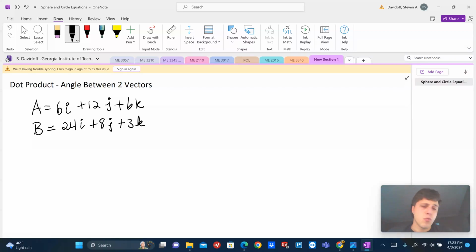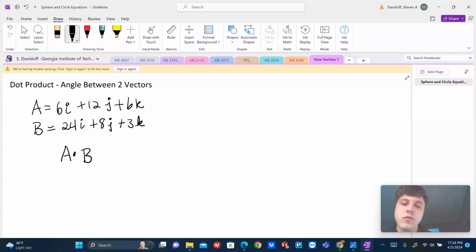Today I'm working with dot products. I'm going to introduce the dot product and then how to find an angle between the two vectors as well. So the dot product is very straightforward. It's really just addition and multiplication. Essentially, I want to find A dotted with B.